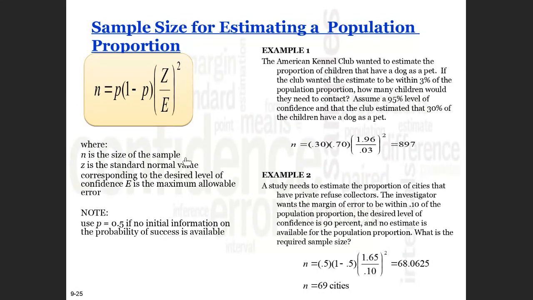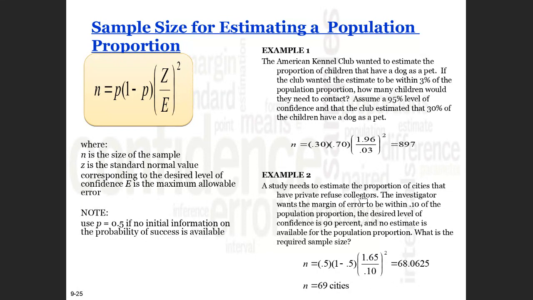Okay, so we follow the formula here. N equals 0.5 times 1 minus 0.5 times 1.65 over 0.1 squared. All right, that's within 10%, equals 68.06. Again, they round it up, and it's 69 cities.